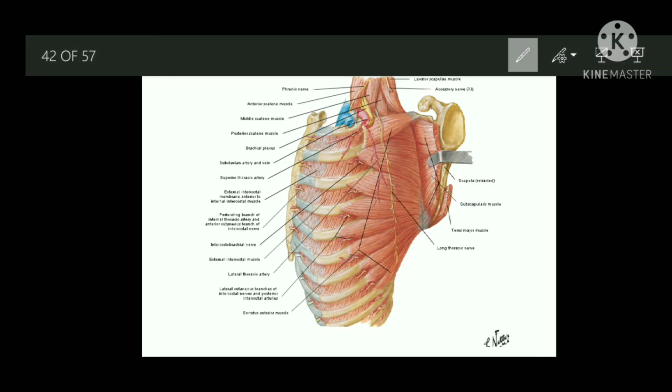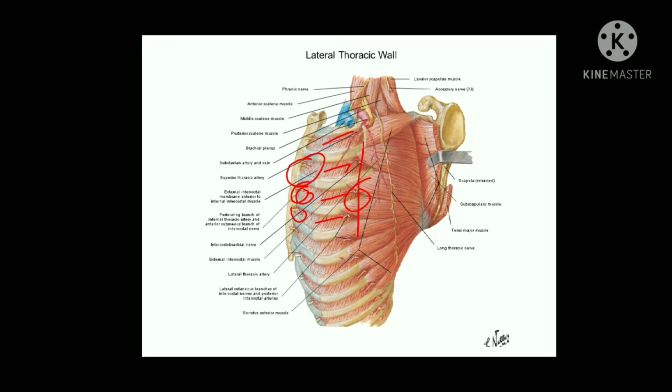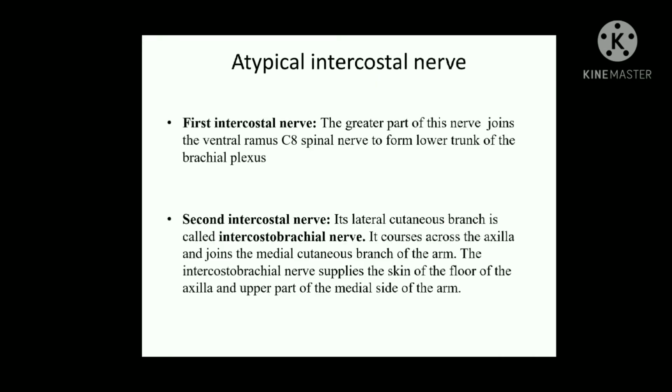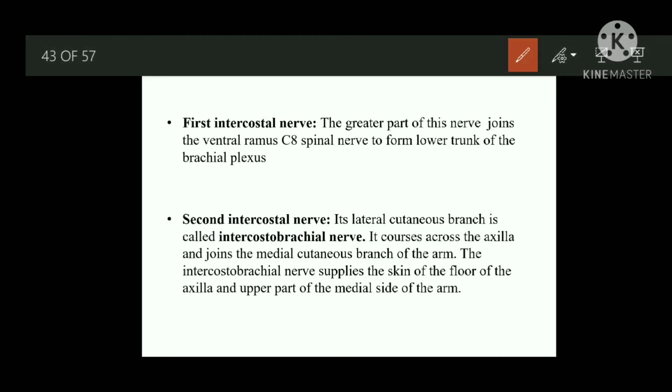So in this picture, these are the intercostal spaces that are occupied by the intercostal muscle and the intercostal nerve. This is the anterior cutaneous branch, and at the mid axillary line these are the lateral cutaneous branches of the intercostal nerve. The atypical intercostal nerves are the 1st, 2nd and 7th to 11th.